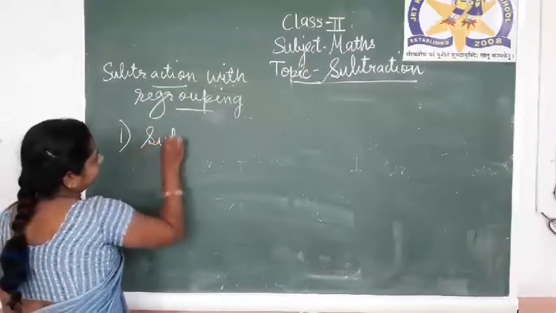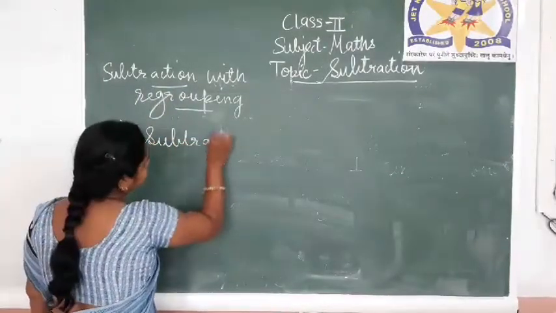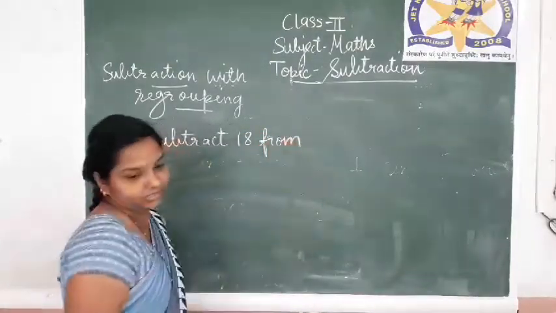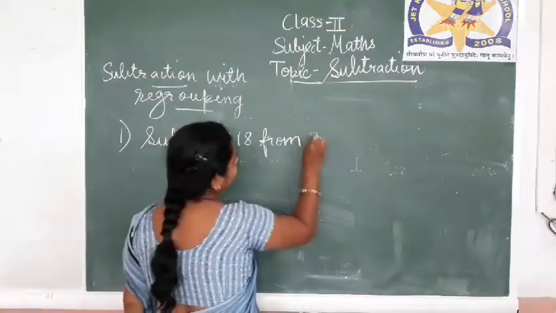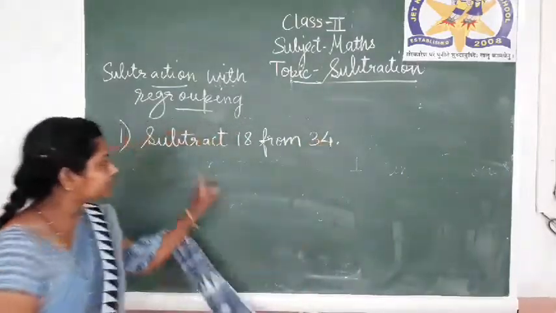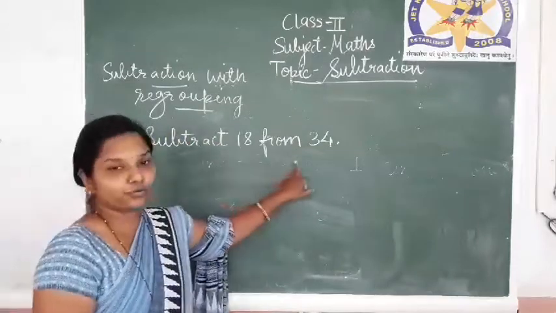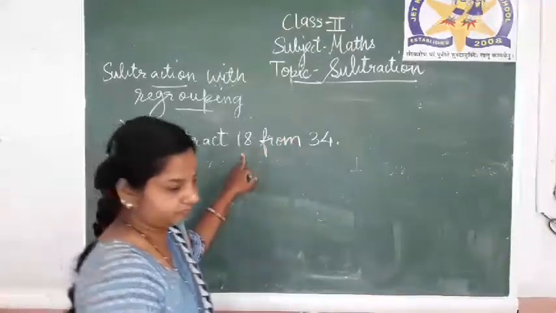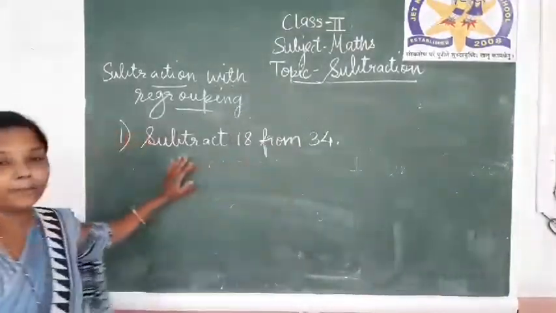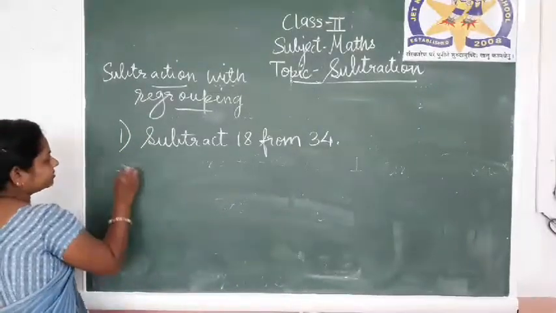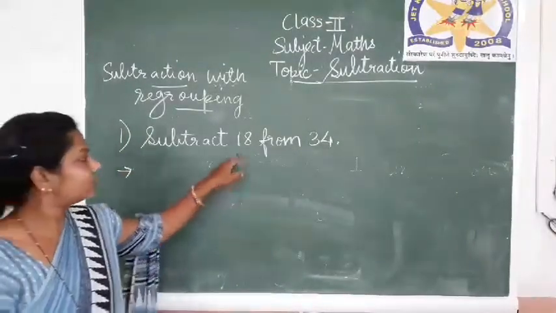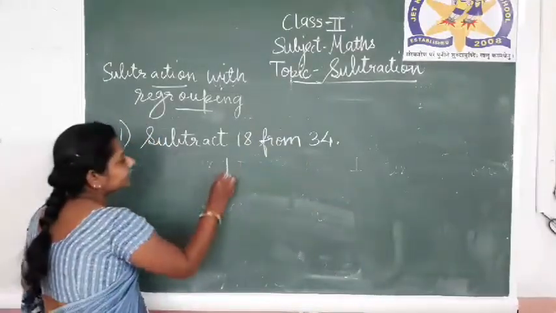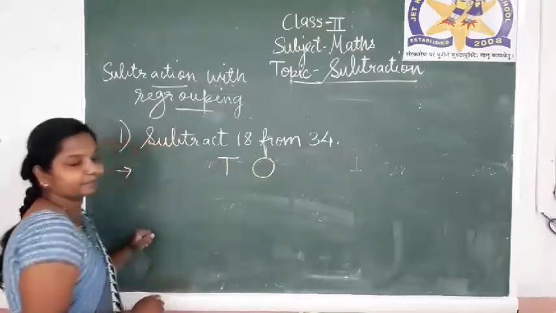Subtract 18 from 34. 34 is the greater number and 18 is the smaller number. The first step is to make the columns of tens and ones. Why tens and ones? Because both are 2-digit numbers, so they have two place values, that is tens and ones.